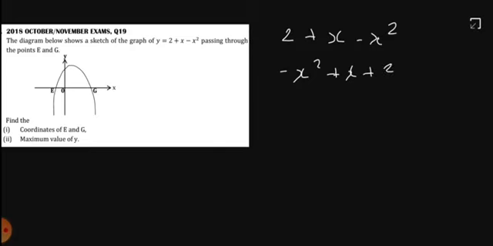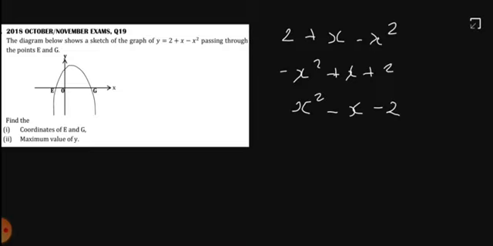plus 2. Now, is this all? No, we need to put it in a way which we are able to answer it properly. Since there's negative 1 here, we can divide the function throughout by negative. So negative into negative, we are remaining with x squared, then negative x, then negative 2.